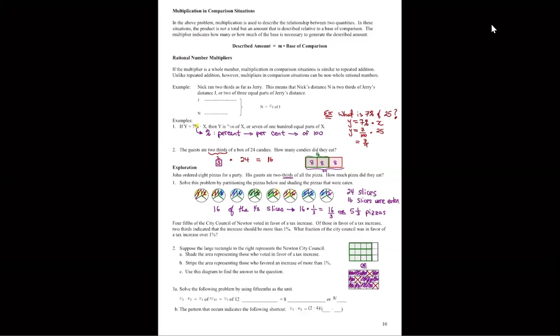Stripe the area representing those who favored an increase of more than 1%. All right. So of those in favor of a tax increase, 2/3 indicated that the increase should be more than 1%. So 2/3 of the green here. So 2 out of every 3 said that there should be more than 1%. So what I can do is kind of just go vertical in this regard.